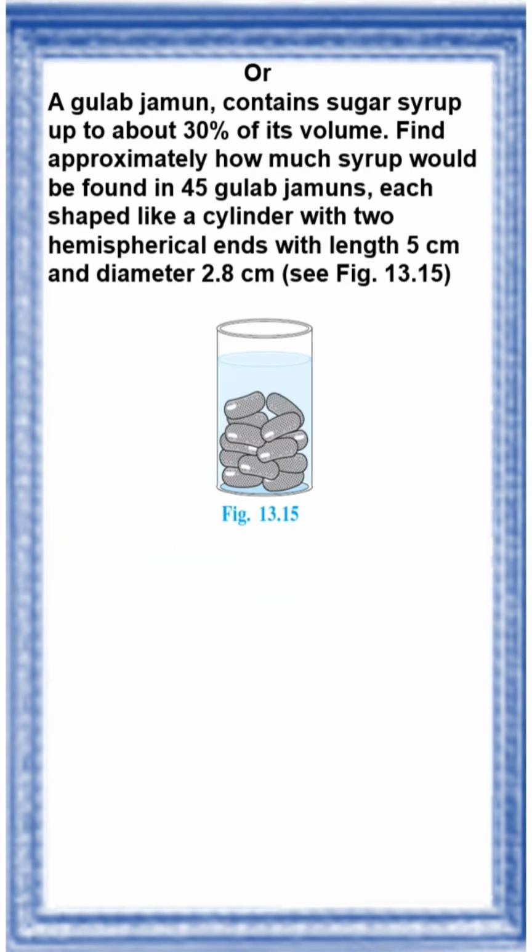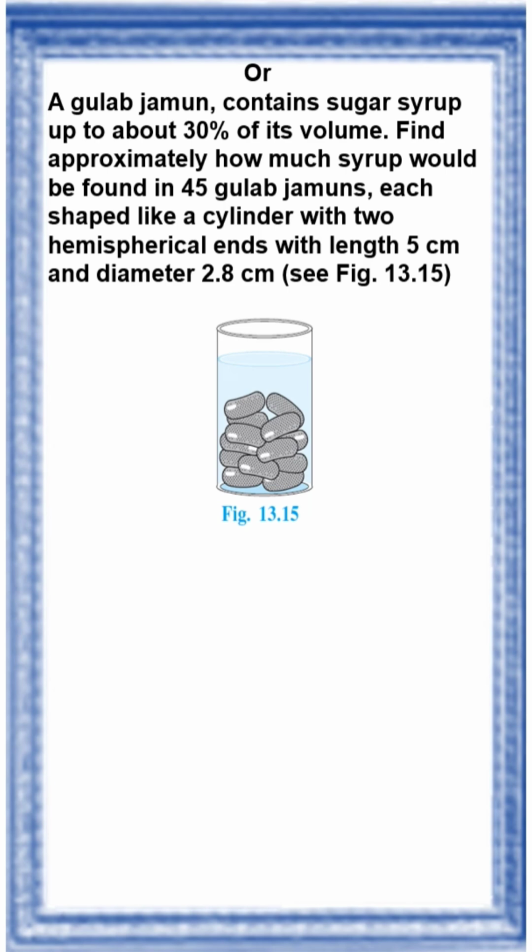There is an OR question for the 33rd question, that is: a gulab jamun contains sugar syrup up to 30% of its volume. Find approximately how much syrup would be found in 45 gulab jamuns, each shaped like a cylinder with two hemispherical ends with the length 5 cm and diameter 2.8 cm.